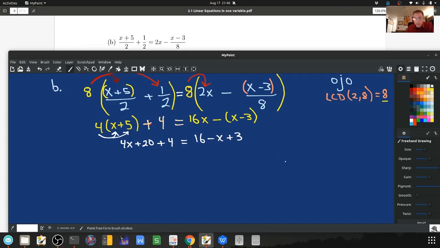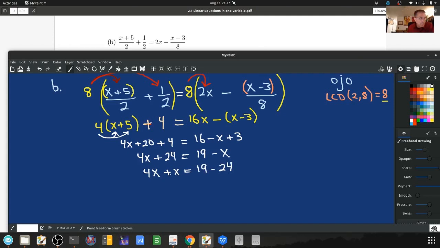At any rate, you've been told you have to practice. Let's collect like terms and simplify. So the 4x, the only two like terms on the left-hand side are the 20 and the 4, so that's plus 24. And 16 plus 3 is 19 minus x. So I'm going to bring the minus x over to join the x over here. So the minus x becomes a plus x. And then I'm going to move the plus 24 to the other side. It has to change signs.